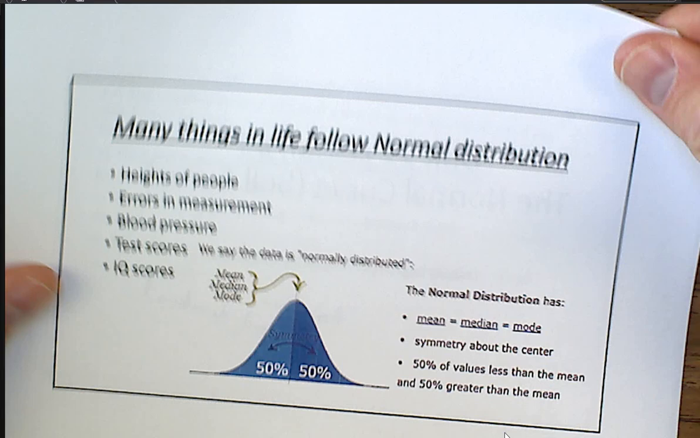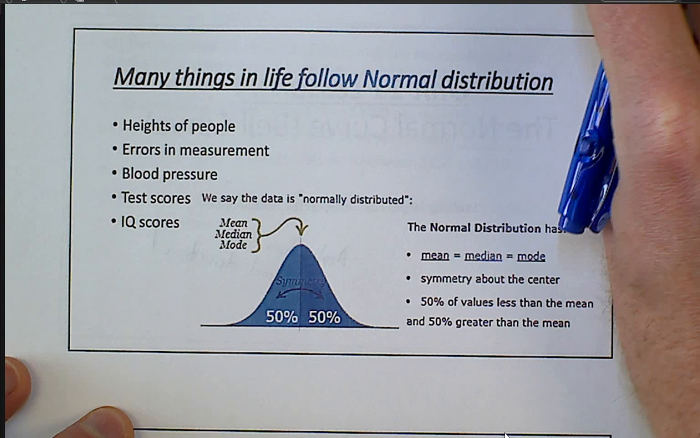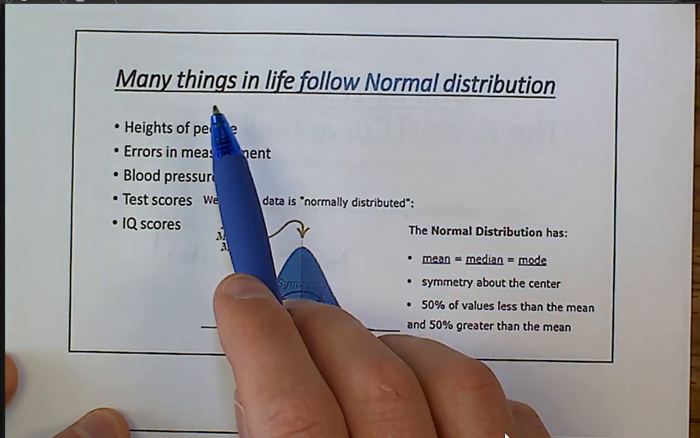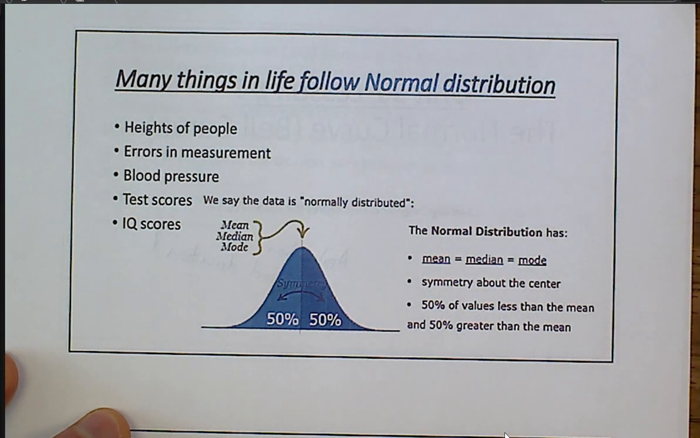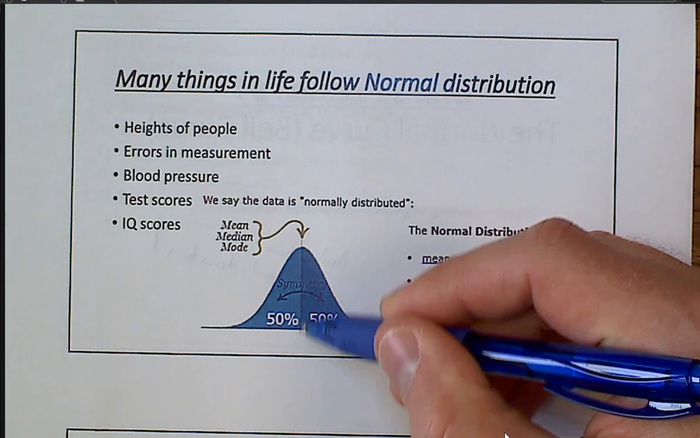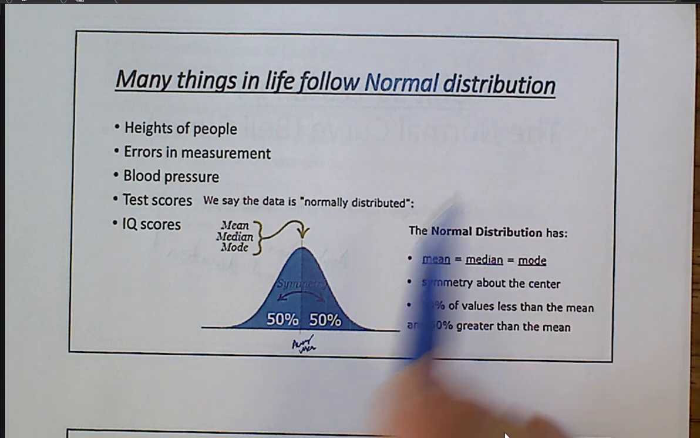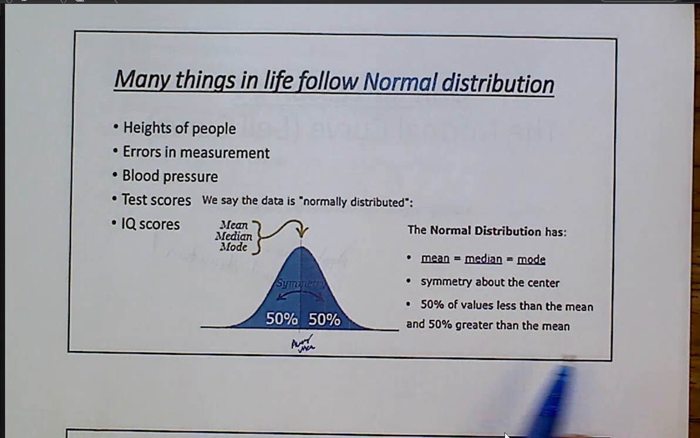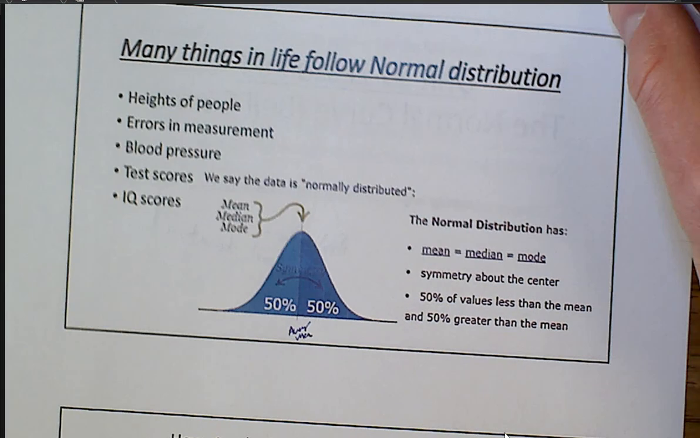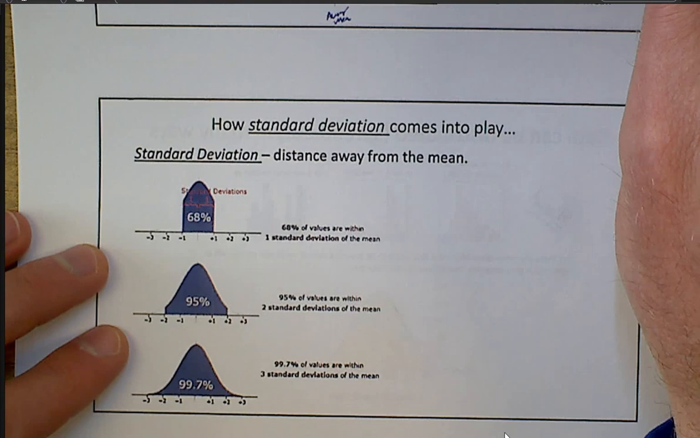Okay, let's keep moving a little bit quicker. I already talked about this. I talked about many things in life that follow normal distribution that fit this curve. The heights of people, error in measurement, blood pressure, test scores, IQ scores, which I just talked about. So the nice thing about the bell curve is that it is symmetric, all right? And so you have the middle ground, or the average, right in the middle, usually referred to as the mean, and 50% of the data will fall to the right of the mean, and 50% of the data will fall to the left of the mean. You already know that. So here's how standard deviation comes into play, and this is important.